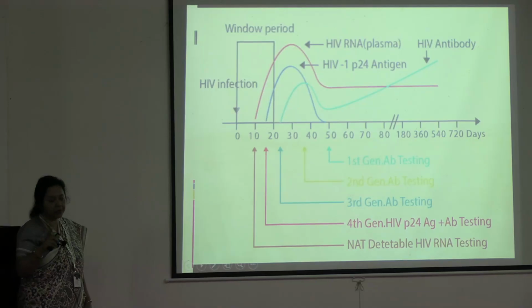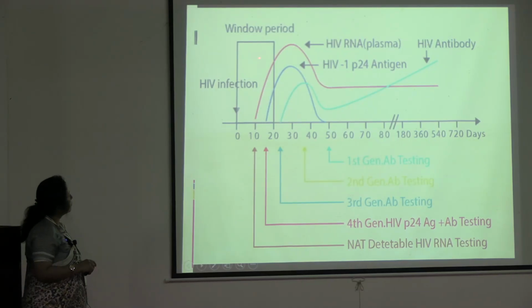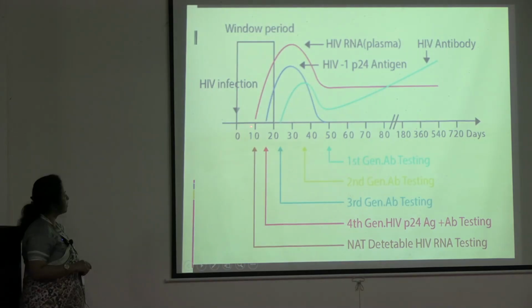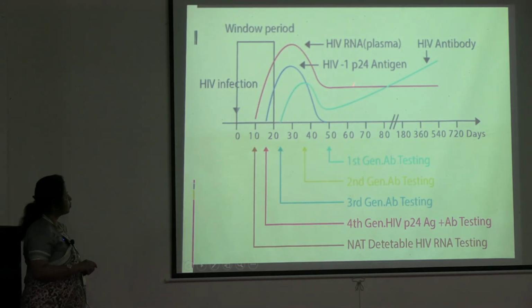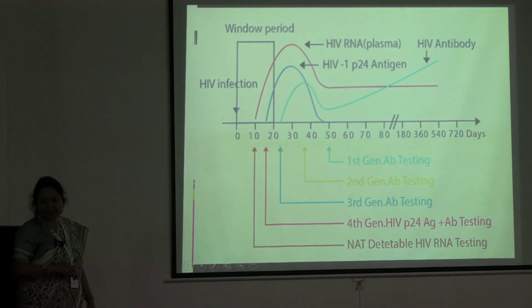Antibody detection when you are doing the test. So you can see this graph, HIV RNA plasma. The first one is the HIV RNA that comes by 10 days to 11 or 12 days. Then you can detect this by HIV RNA testing. This is the test which is done in the newborns. You can do this test, HIV RNA.